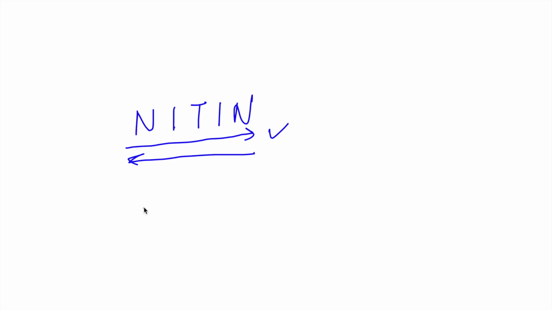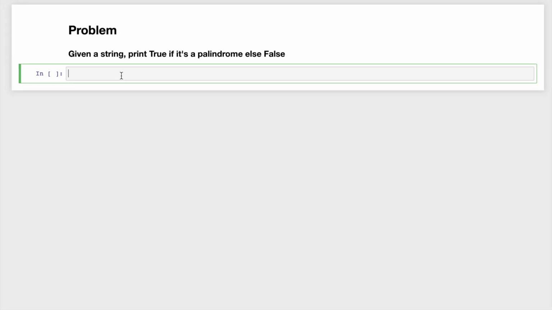So that's a palindrome. Next, let's consider another string ABC. This particular string is not a palindrome. That's because A and C are not equal, so it's not a palindrome. This might have given you a basic idea about what a palindromic string is. Next, let's solve this by code.